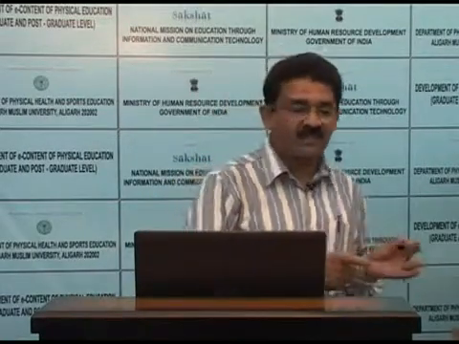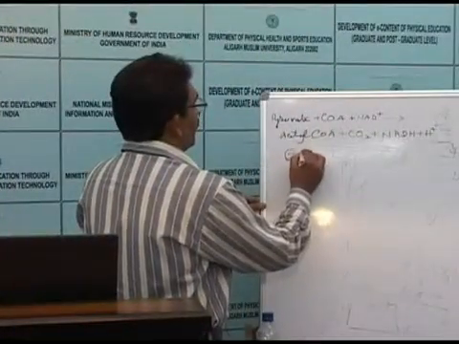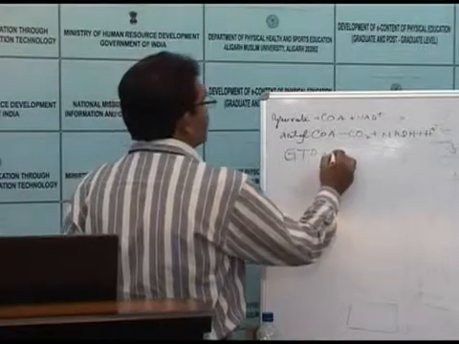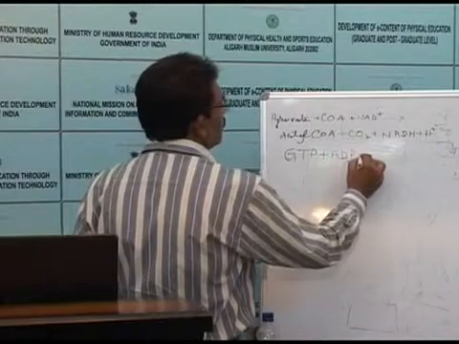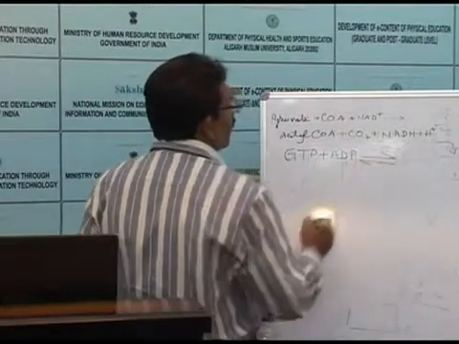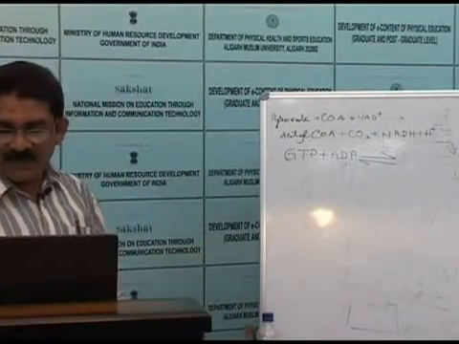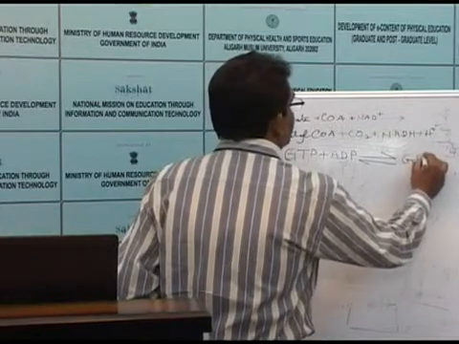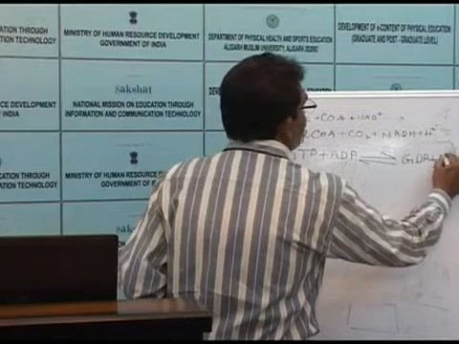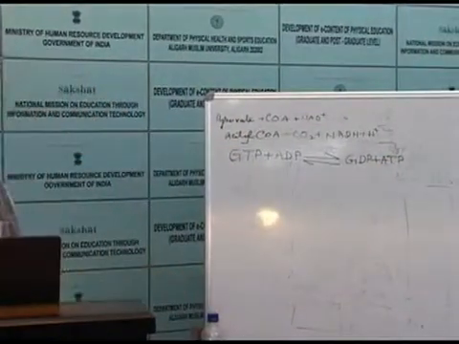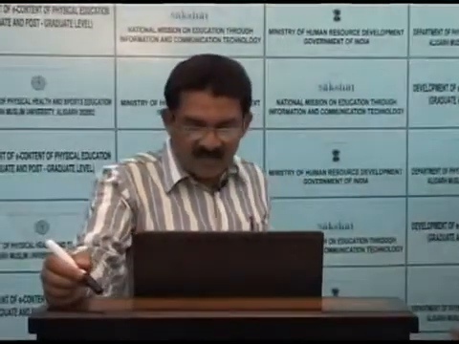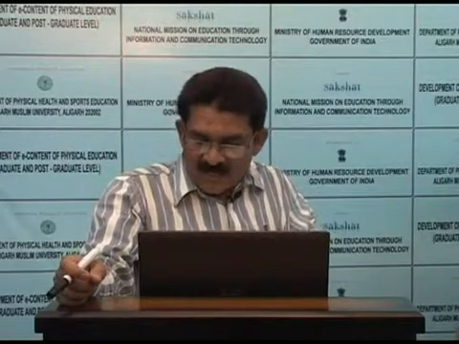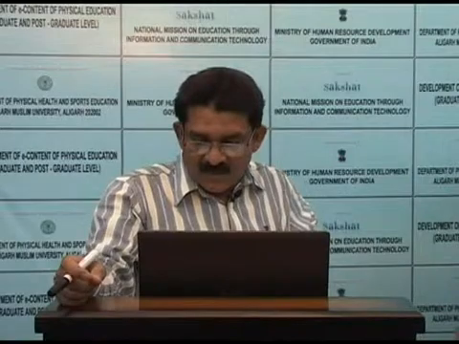GTP, guanosine triphosphate, plus ADP, adenosine diphosphate, is a reversible reaction with GDP, guanosine diphosphate, plus ATP, adenosine triphosphate. This reaction is reversible and the energy in ATP can be used to form GTP from GDP.